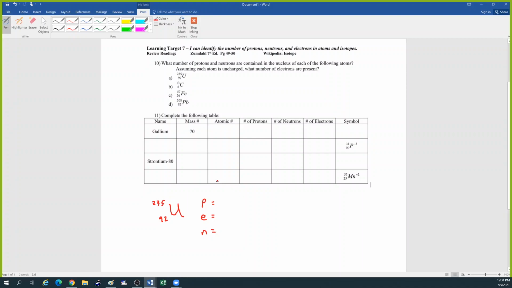92. Correct. Electrons? 92. Correct. And the neutrons? 235 minus 92, which is 143. And that's the pieces of that atom, where the protons and neutrons are chunked into the nucleus, and then the electrons are flittering about outside at relatively great distances. Okay, so that's what these kind of problems are, and so you should be able to do that now.